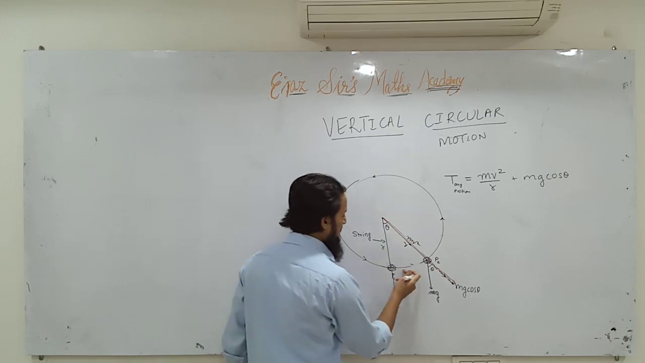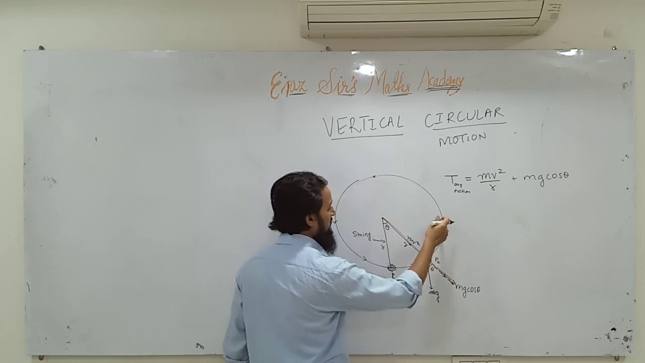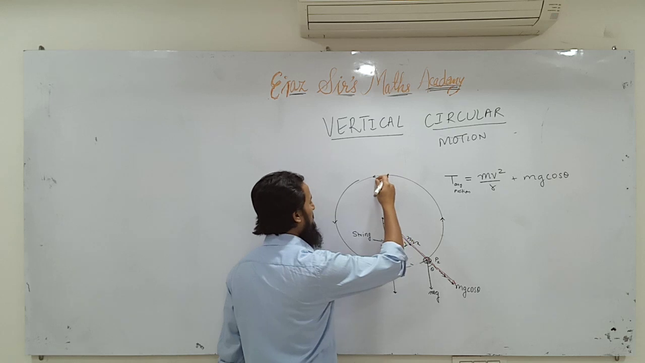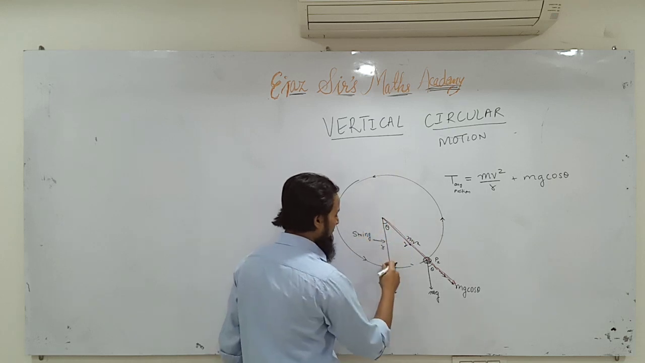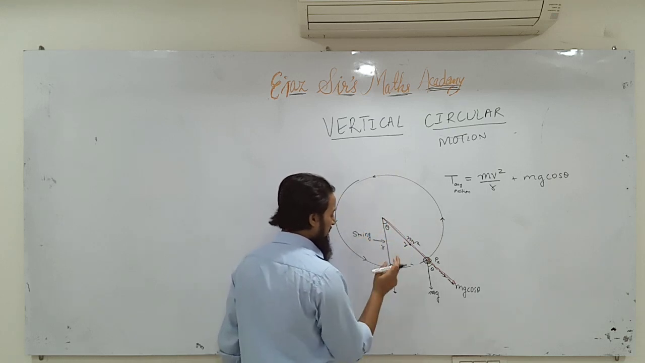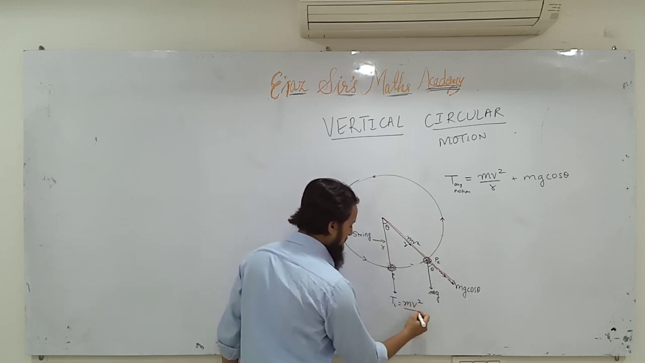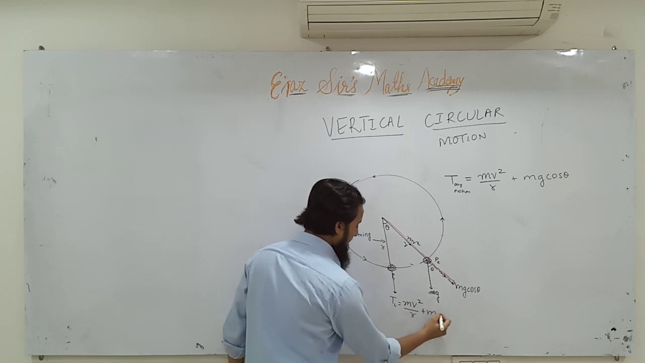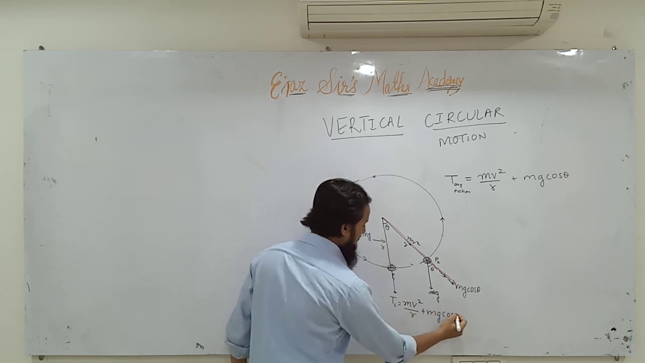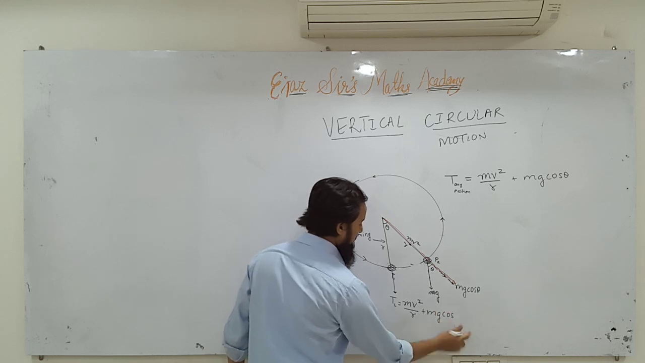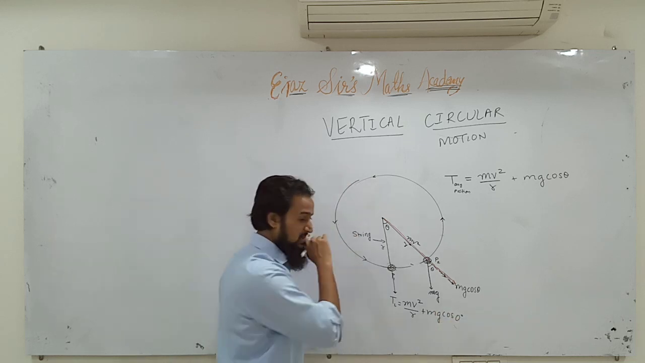When the string was here, how much total force acted on it? Suppose it is revolving, it goes like this to this position. It goes up, it comes here. Again, in the second round, it comes here. So in this position, tension at the lowest point will be mv square by r plus mg cos 0. Mg cos 0 degrees. You know why I have written 0 degrees?